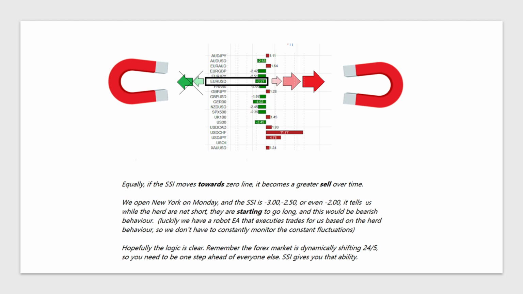Remember, the forex market is dynamically shifting 24/5 from Sunday open to Friday close, so you do need to be one step ahead of everyone else, and SSI gives you that ability. Now, you can't really stare at the SSI all day. And so this is why we're developing a robot that's going to execute trades for us based on retail herd behavior. We're in week two of the testing, and so far it's going pretty good. It's using very sound logic, in that the retail are human and humans err. And so that's the logic. Obviously, if it did shift in a big way, we would capture that trade and then be in profit. So that's the dynamic analysis.